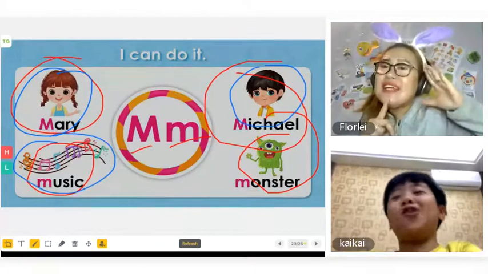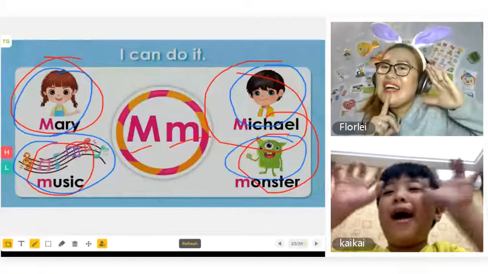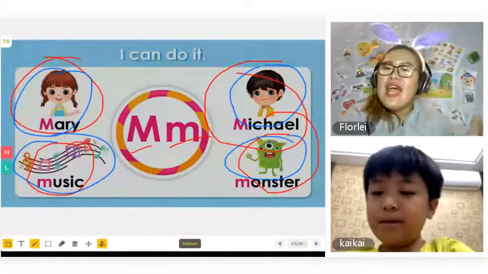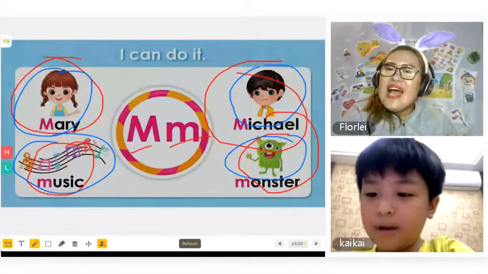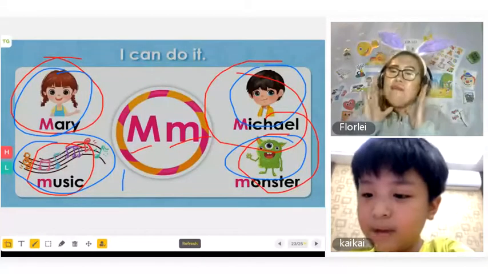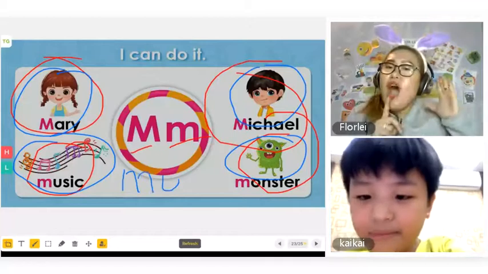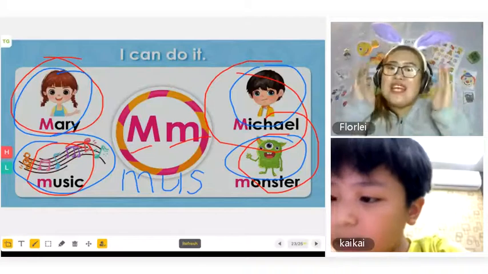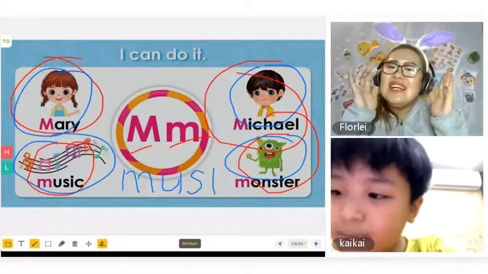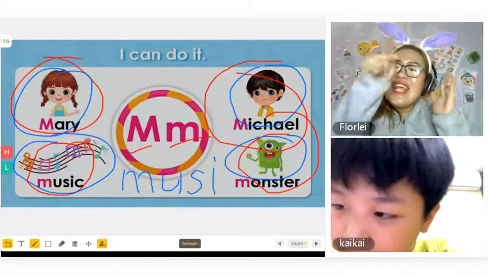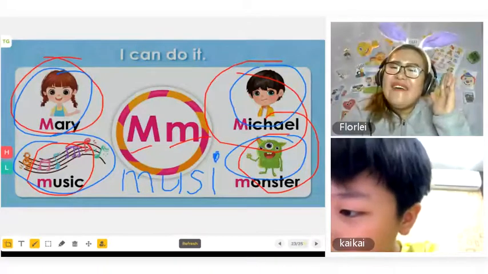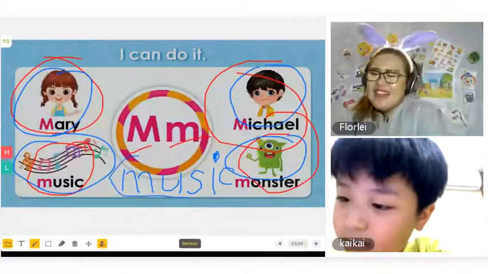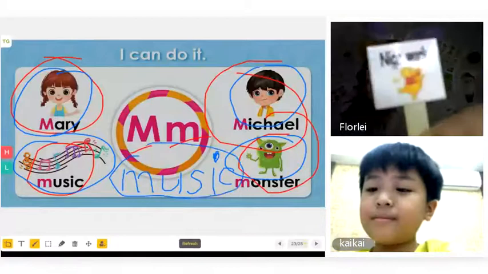I can do it. Music. Very good. Dun, dun, dun, dun. You have learned the letter M and its sound is ma. Music. Very good. You can write it. What's the next letter? B. Wow! Yay! That was such a nice work, Kai Kai.